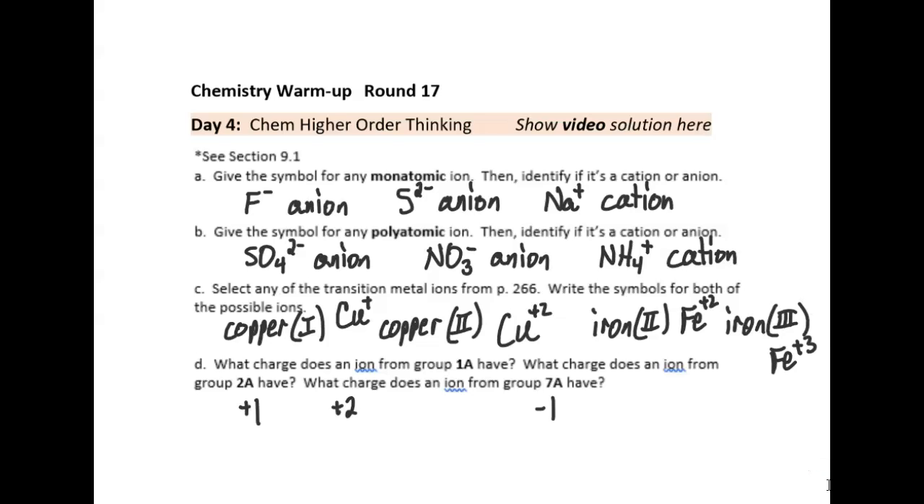Atoms from group 1A, 2A, and 3A lose electrons to create positively charged cations, and atoms in group 5A, 6A, and 7A gain electrons to create negatively charged anions.